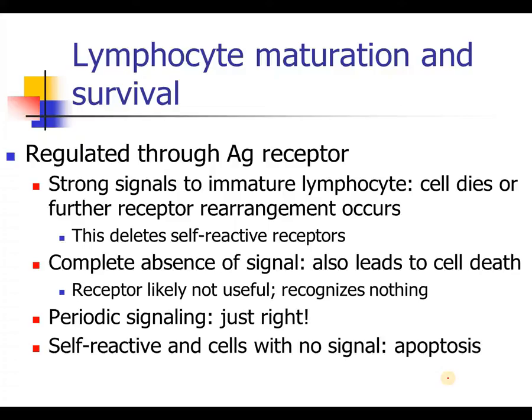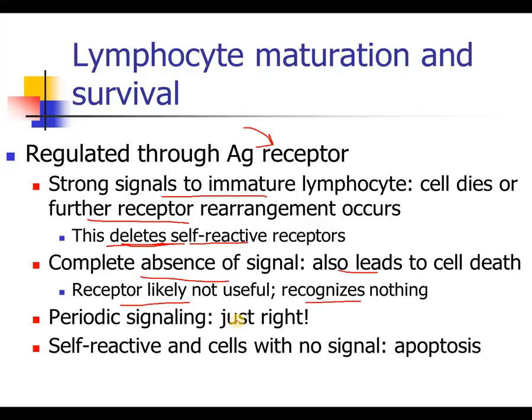Essentially, lymphocyte maturation and survival is really regulated through the antigen receptor. Strong signals to an immature lymphocyte, the cell dies or further receptor rearrangement can occur. And the idea here is if it's too strong, it's going to delete any self-reactive receptors. This is that concept of negative selection. If there's a complete absence of signal, it's also going to lead to cell death. That's no good either. The receptor is probably not useful. It doesn't recognize anything, so dies via apoptosis. Periodic signaling, it's just right. This is the idea of the Goldilocks principle. Okay, we've got a B or a T cell receptor. It's just right. And so self-reactive cells and cells with no signal are going to die via apoptosis.